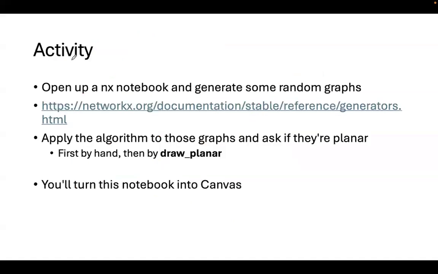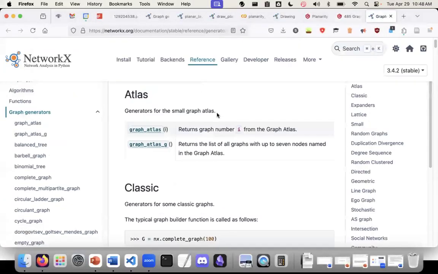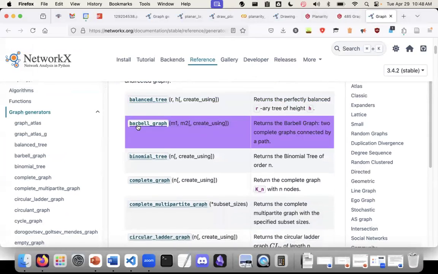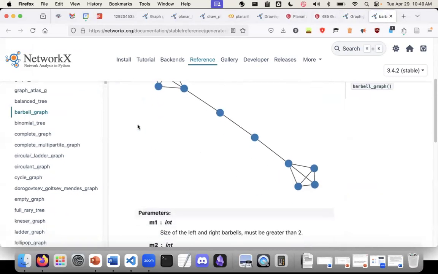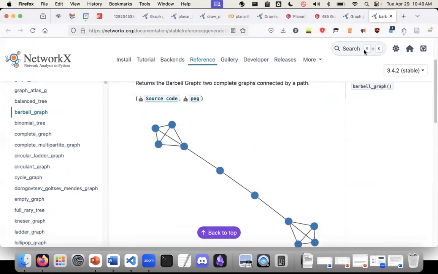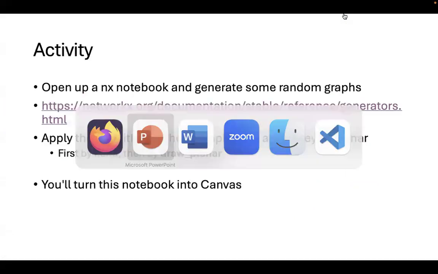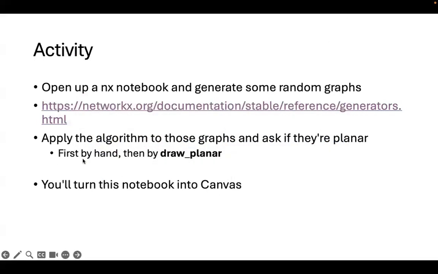Okay, so now I've got an activity for the last, I don't know, half an hour of class. See how long it takes. If you finish early, then great. First step, if you open up a Colab Jupyter notebook, I want you to practice creating some random graphs. There's a link here of different generators that you can use, like a barbell graph, or just play with some different things. And first off, generate maybe 2 or 3.